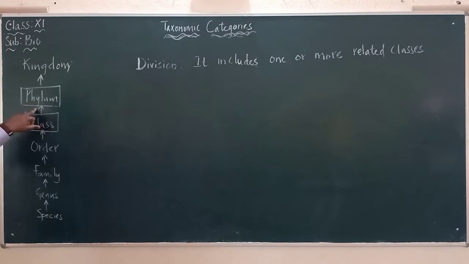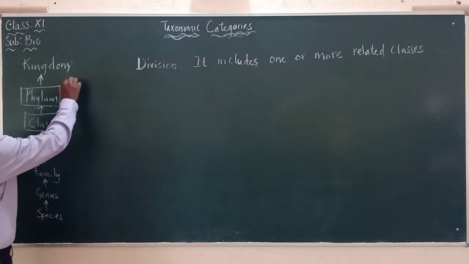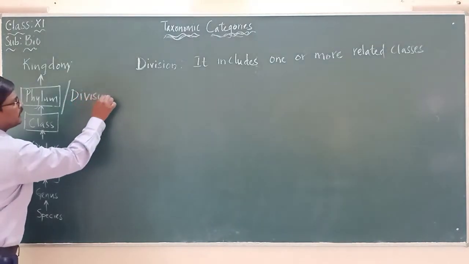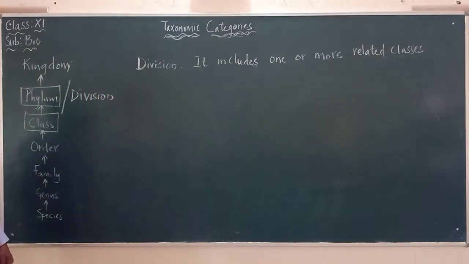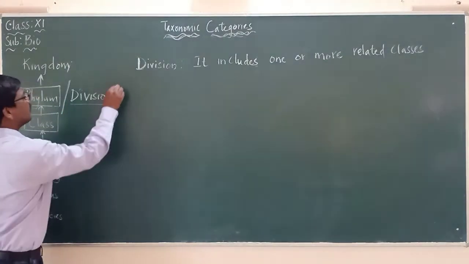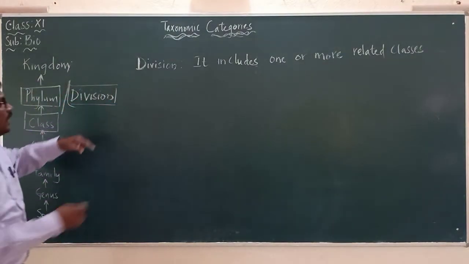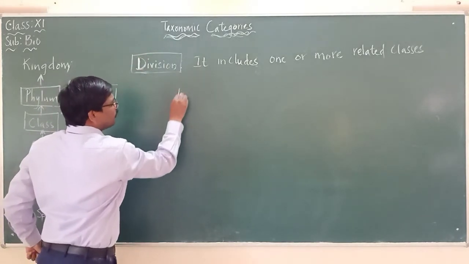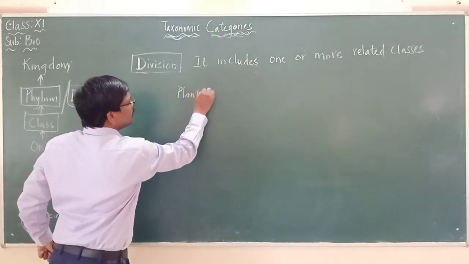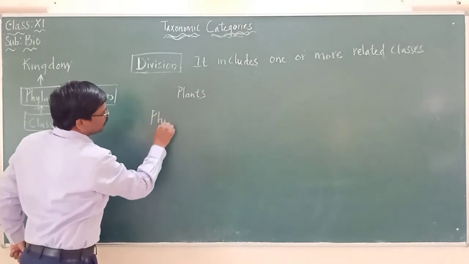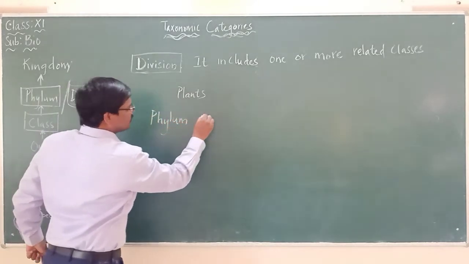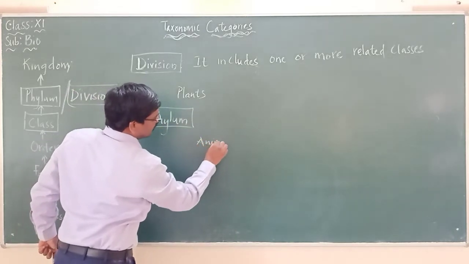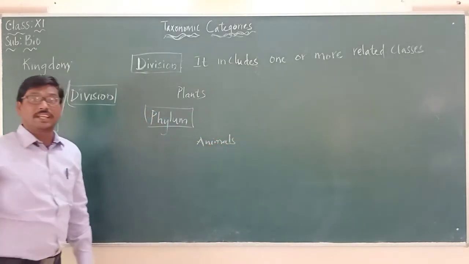We will not use the word phylum for plants, but instead we will use the word division. Please remember this: division is the word used for plants, and the word phylum is used for animals. This is a simple point and you should not get confused.